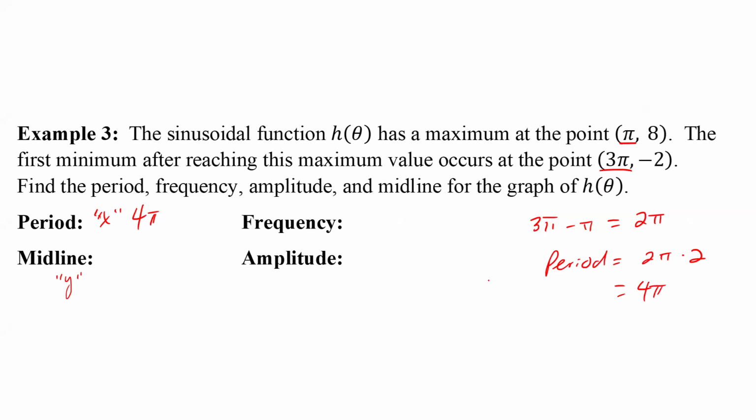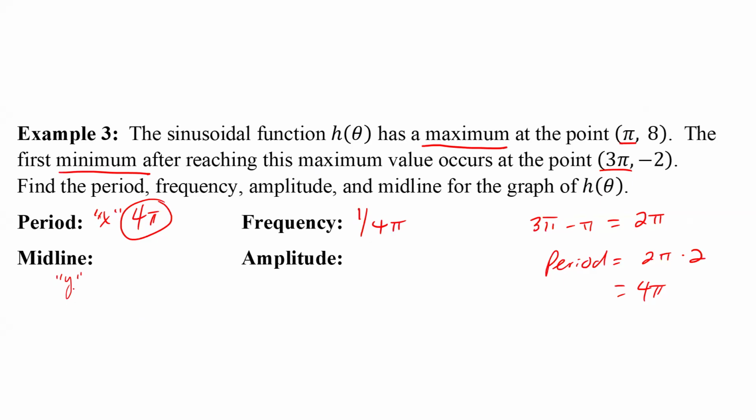Oh, okay. All right. So again, we talked about our maximum and our minimum. That is only half of our period. So when we find that distance, we have to double it to find our full period. Okay. Next is your frequency. Your frequency is the reciprocal of your period. So it just becomes 1 over 4 pi.